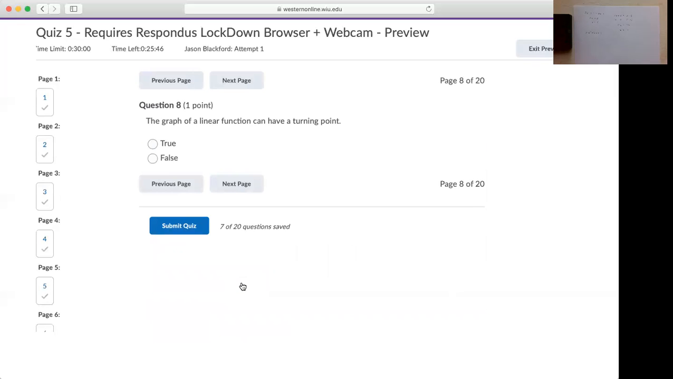Okay. The graph of a linear function cannot have a turning point because graphs of linear functions are lines, and lines do not have turning points. Conversely, on number 9, the graph of a quadratic function, that's a parabola, always has a turning point because it always has a vertex. So this is true.